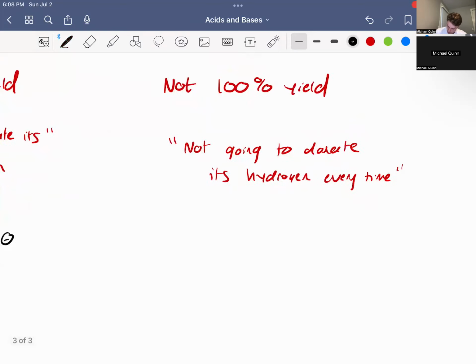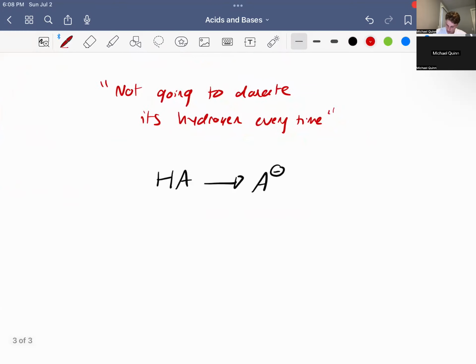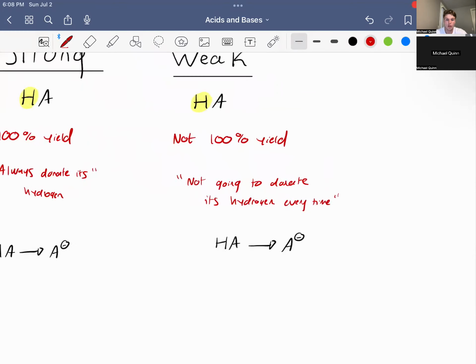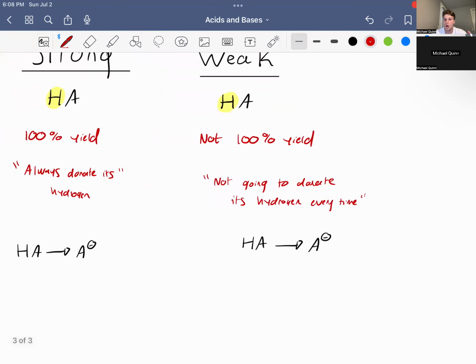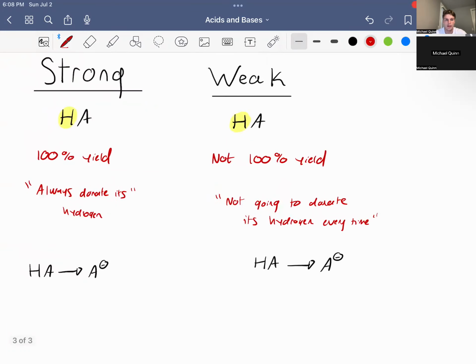So the same thing will happen with a weak acid. HA will go to A minus when we donate this hydrogen, but if we started with 1 molar concentration of HA, we would have to know a little bit more to the story, which I will go into in the next couple of videos for a weak acid, how much of that acid we will be left over with and how much of that A minus will be left over with.